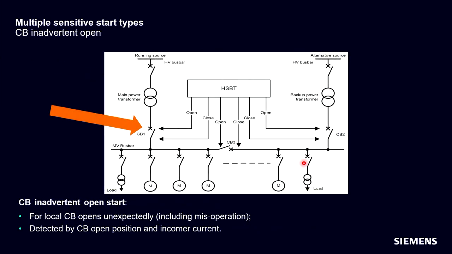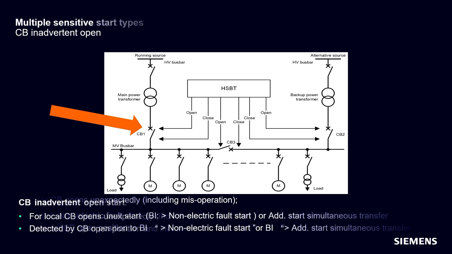Then we have a start type which is called inadvertent open start. This is used when the local CB opens unexpectedly. The reason can be a misoperation, and therefore we detect the CB open position and combine it with the incomer current to be sure this is not a fault. This is by opening the CB.